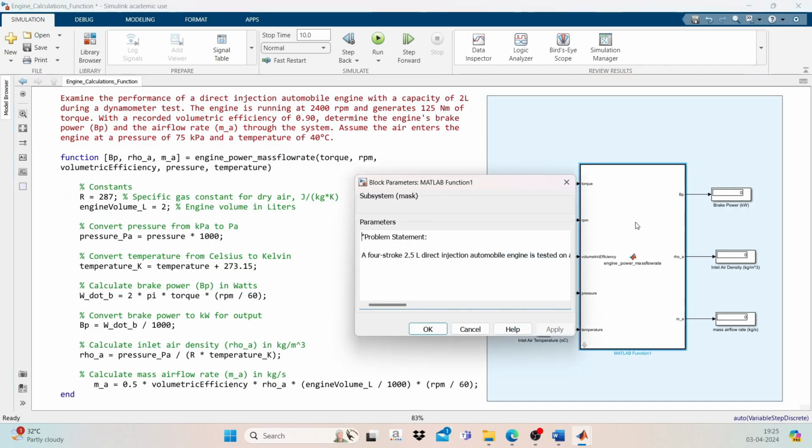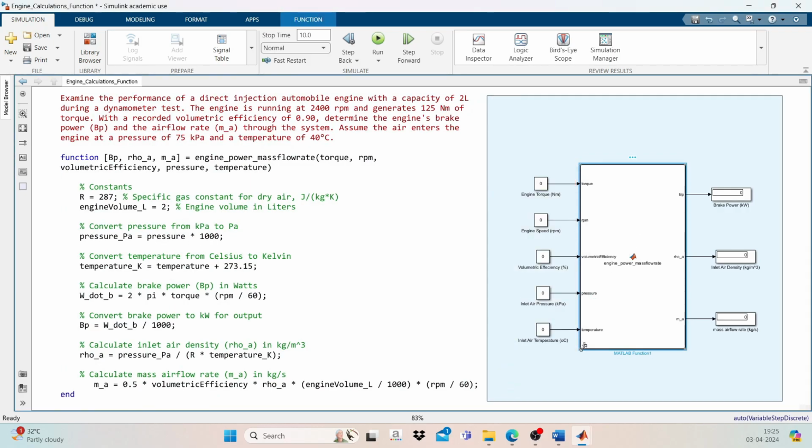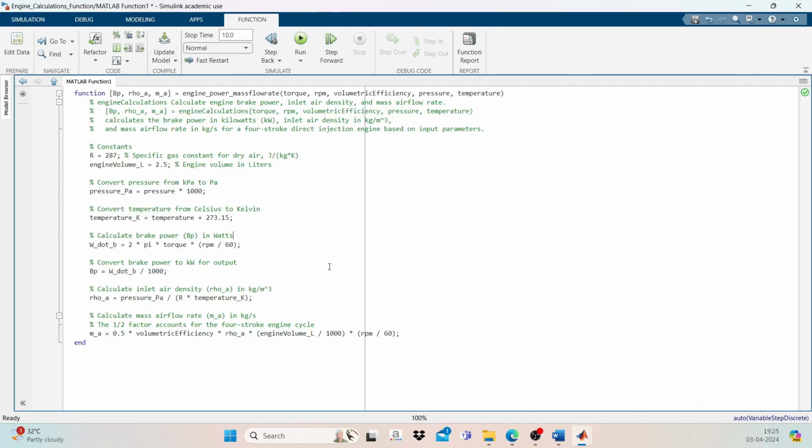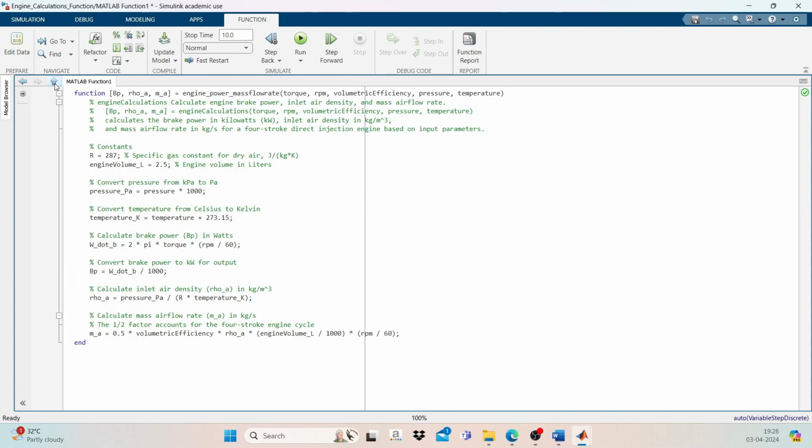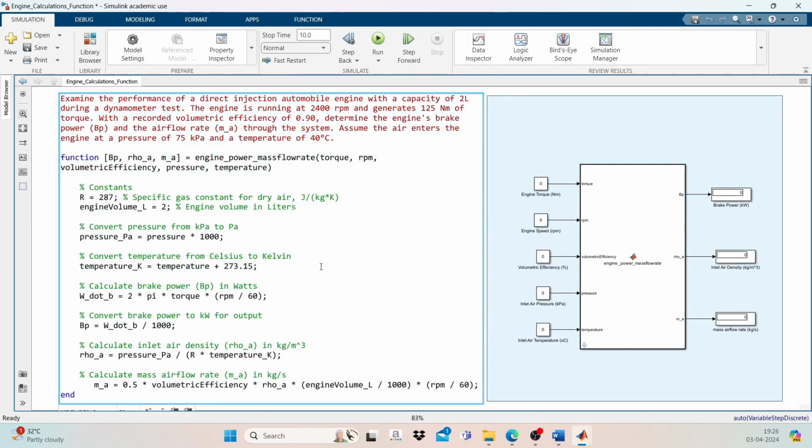So whatever is inside this function block, if I click this function block and show you whatever is inside here, the function name, BP, rho, MA, the same thing is again shown here on the left side. This is just for understanding. So our model is here. The function written inside the block is shown here. So the function name here is engine power and mass flow rate.